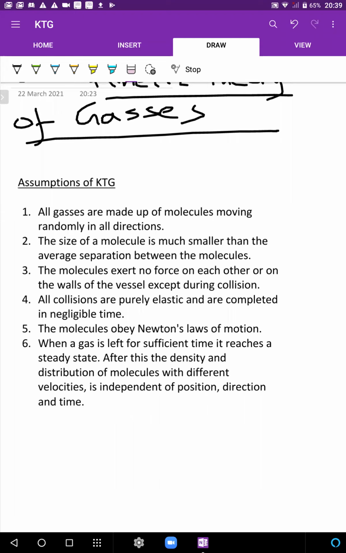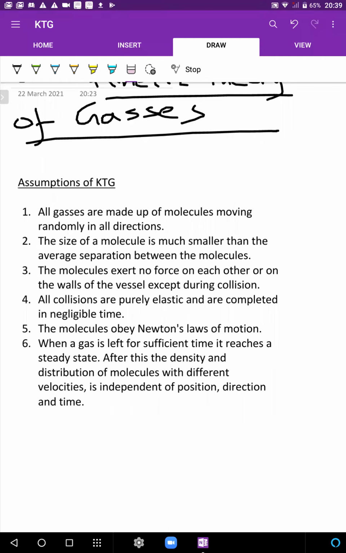So point 3, which says, point 4. Point 4 said all collisions are purely elastic and are completed in negligible time. So that's negligible in comparison to the time taken between successive collisions.